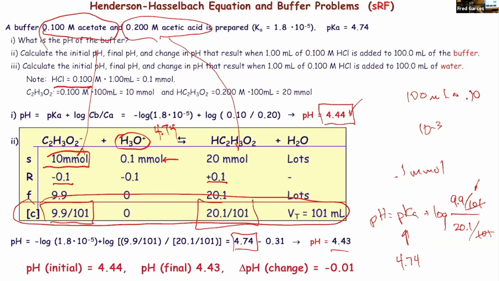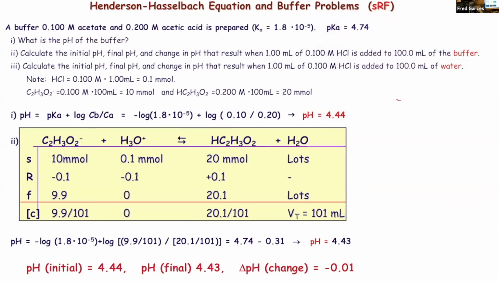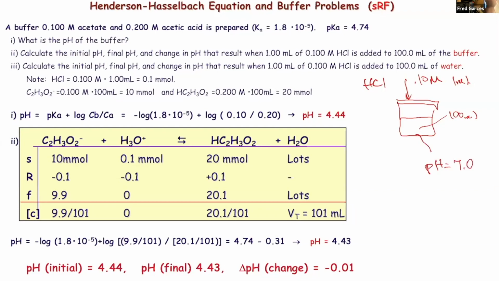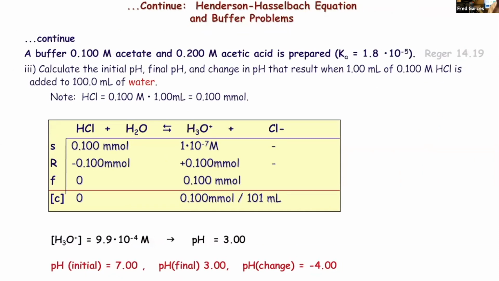Now, what would happen? Let me clear this. What would happen if you had 100 milliliters of water and you add 1 milliliter of 0.10 molar HCl? Well, initially that 100 milliliters of water would have a pH of 7, because remember, we're trying to figure out what is the change in pH. Now, you could certainly work that all out, but what you really need to do is go down to the fundamentals. If you put 1 milliliter of 0.1 molar hydrochloric acid in 100 milliliters of water, isn't that just a dilution problem?